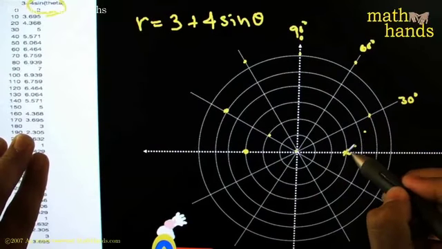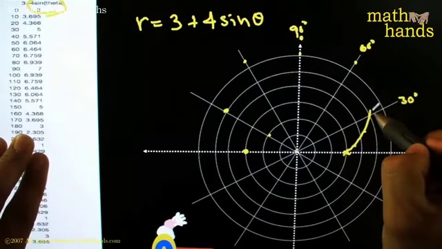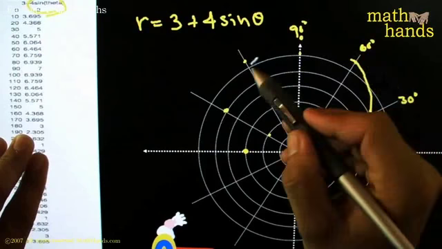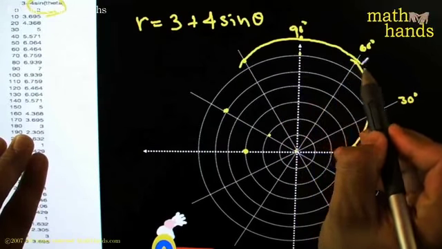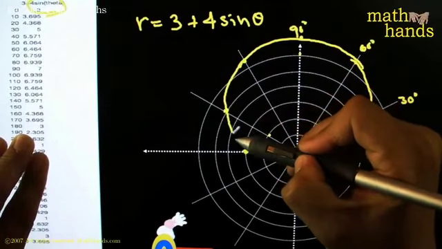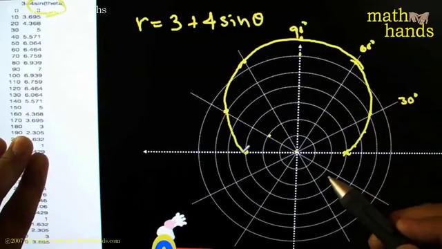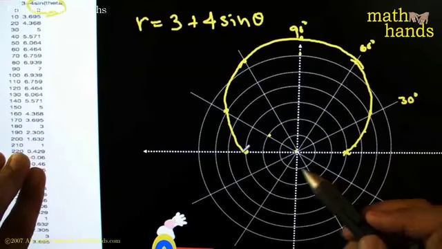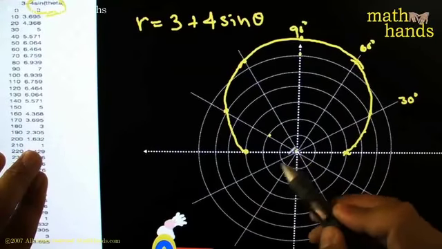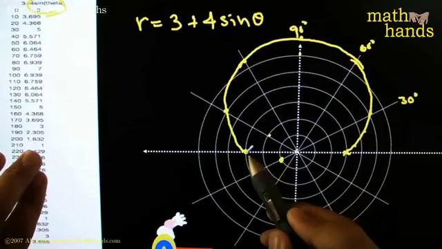So far I've gone something like this. If I connect the dots as smoothly as I can, that's what it's done so far, just by plotting points. For 210 it's 1, so when I look in the 210 degree direction, it's 1.